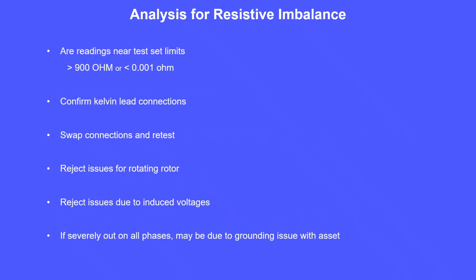When performing analysis for resistance imbalance results, consider these. Are readings near the test set limits? Greater than 900 ohm or less than 0.001 ohm. Confirm Kelvin lead connections are good. Swap leads and see if the result follows. Reject issues from a rotating rotor or induced voltages. And if severely out between all phases, this may be due to grounding.